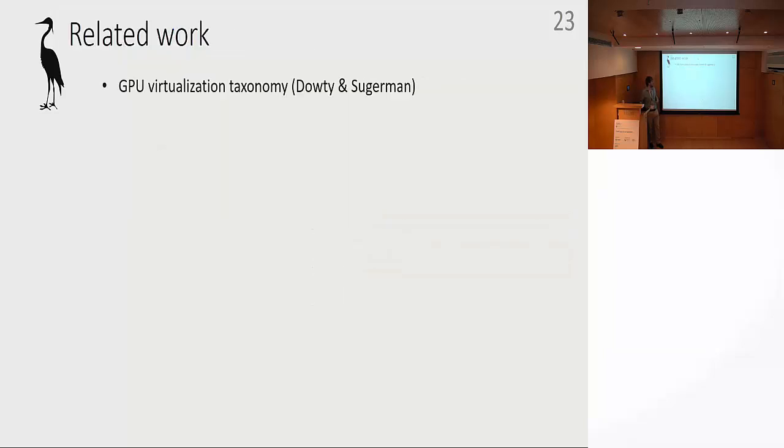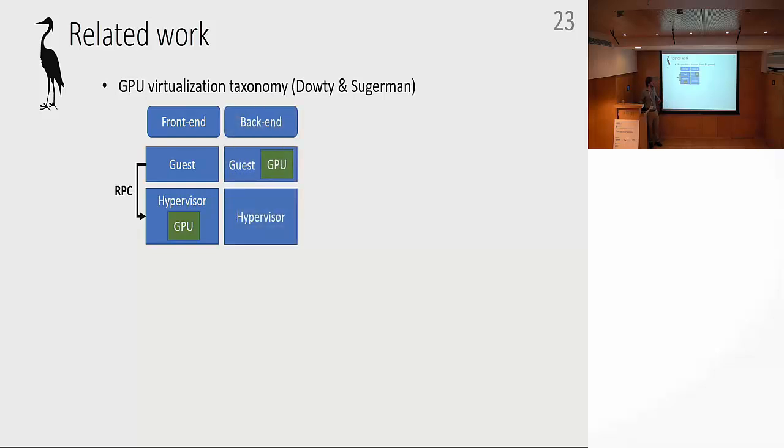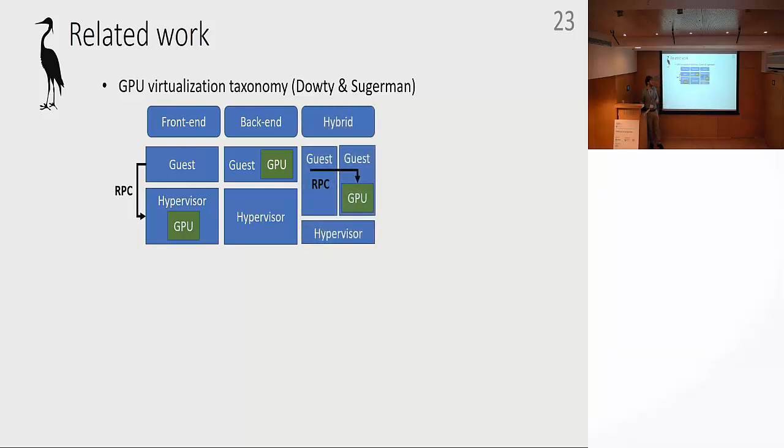Finally, I'll finish with related work. There's been lots of work on GPU virtualization. We see that in the form of a taxonomy, which includes front-end virtualization, where the GPU driver runs in the hypervisor, and the guest uses API remoting to forward RPC calls to the hypervisor. We also see back-end virtualization, where the guest runs with the GPU in GPU pass-through mode, but it cannot migrate. We also have hybrid virtualization, where the guest forwards calls to another guest.